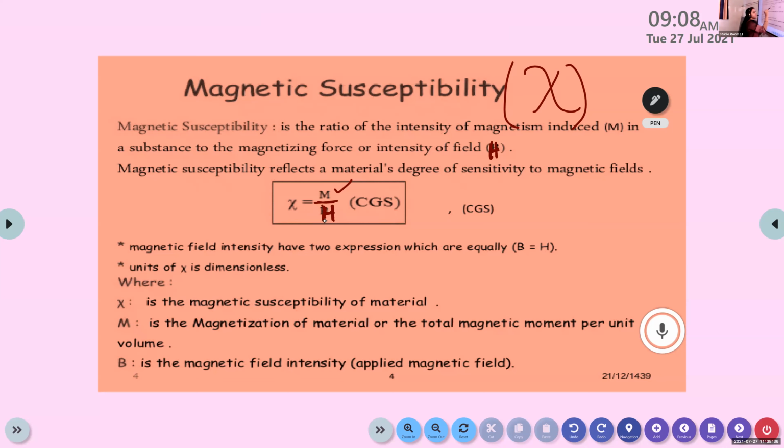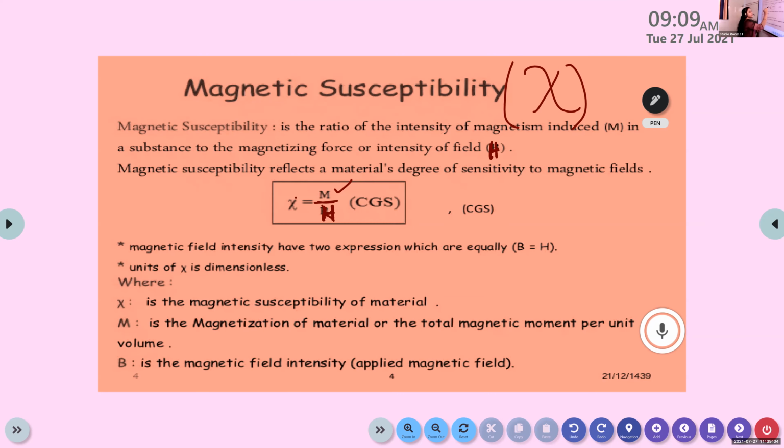And what does this H represent? Srihari, what does this H represent? Where M is the magnetization, what is capital H? Anthony? Magnetic field intensity. Okay. It is magnetic field intensity.